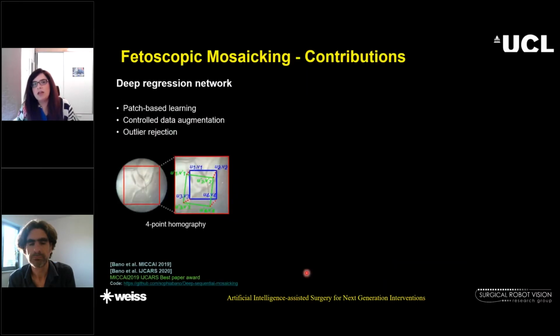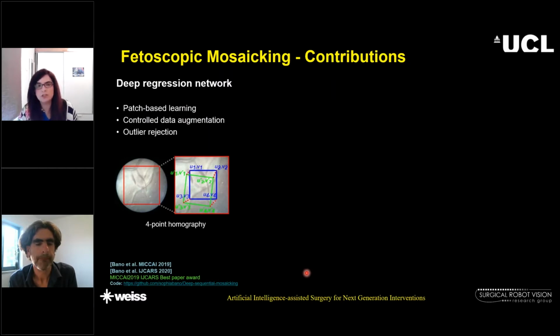We have been working on fetoscopic mosaicing for the last few years, and one of the networks that I came up with a couple of years back was based on deep regression. The network used patch-based learning, taking patches from the same image with known transformation and controlled data augmentation, and learning using this on various types of fetoscopic recordings captured from different modalities. Then at test time, I performed outlier rejection in order to have a better estimate of the homography.